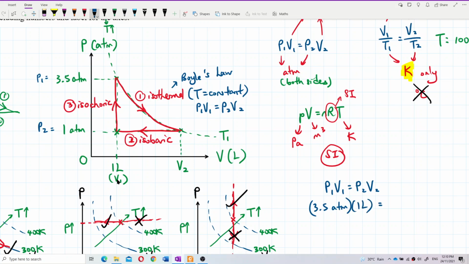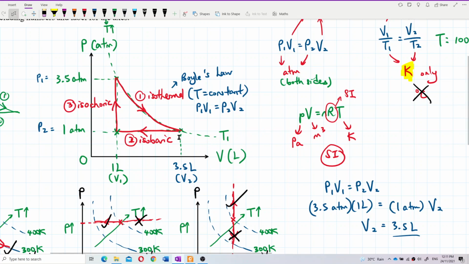Okay, and then this one is pressure 2. Pressure 2 is 1 atmospheric pressure, and this one is volume 2. Let's find out the volume 2. I think this one is easy. So volume 2 should be 3.5 liter, isn't it? 3.5 multiply 1 is 1 multiply 3.5. So it's easy. I can put this one as 3.5 liter. This is volume 2.